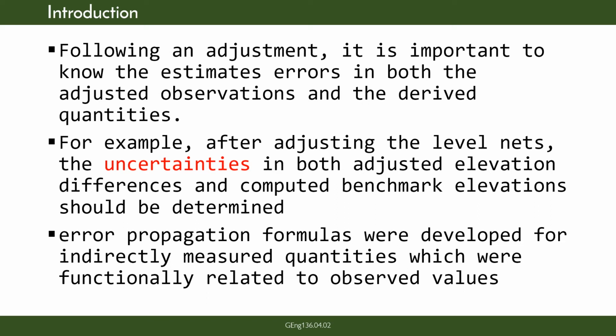So following an adjustment, it is important to know the estimated errors in both the adjusted observations and the derived quantities. So ideally, before the adjustments, what we have is called the concept of signal and noise. So your measurement consists of these signals and this noise. Literally, your measurement contains what we call the physical quantity and the measurement error.